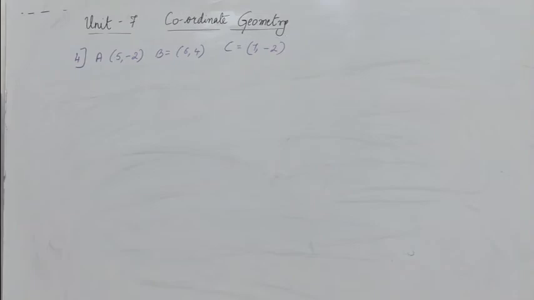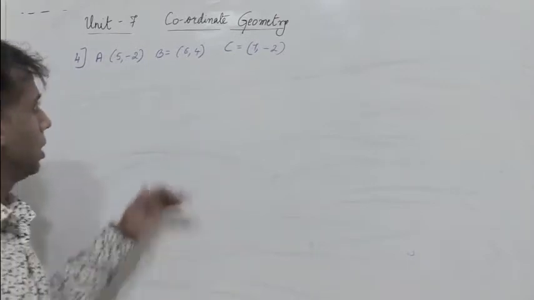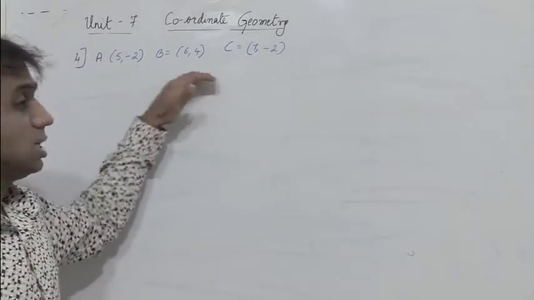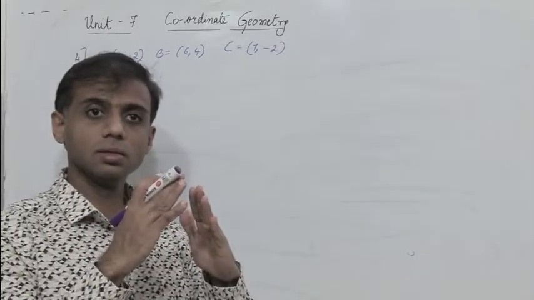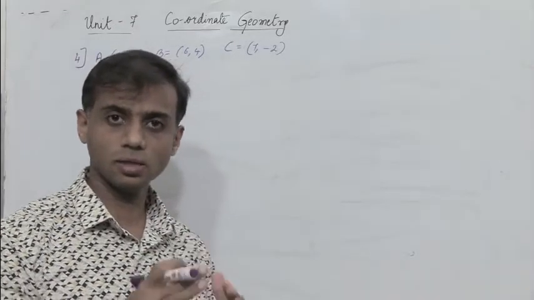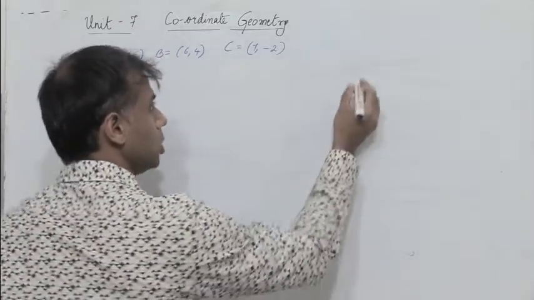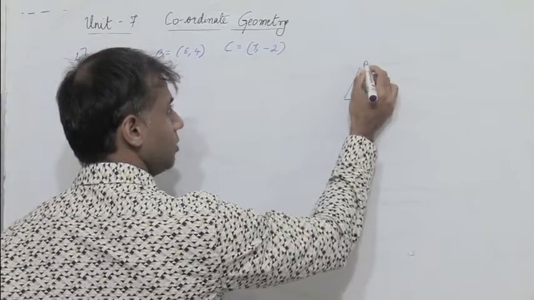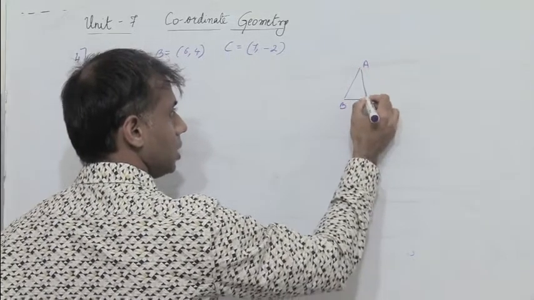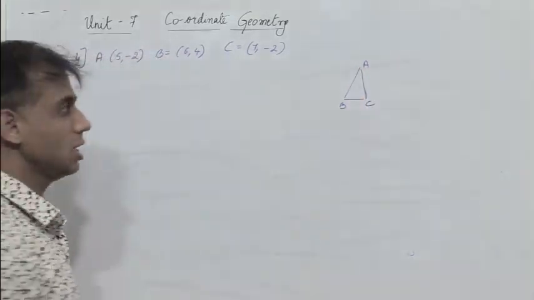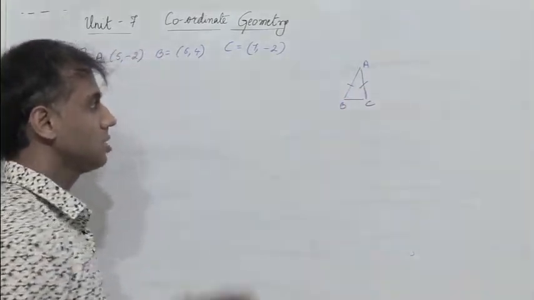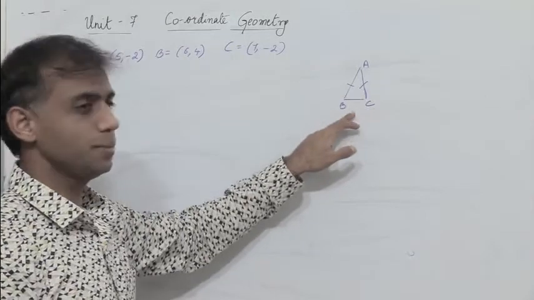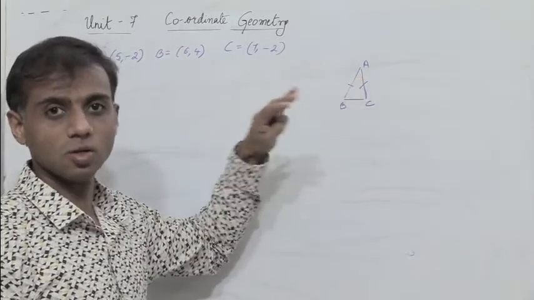Given 3 points A, B and C, we need to check if they are the vertices of an isosceles triangle. Now if I assume that these are the vertices of an isosceles triangle, then there are 2 sides which would be equal. So if I have a triangle ABC, a triangle is considered to be isosceles if any 2 sides are the same. If AB is equal to AC, or if AB is equal to BC, or if AC is equal to BC, then it is called an isosceles triangle.